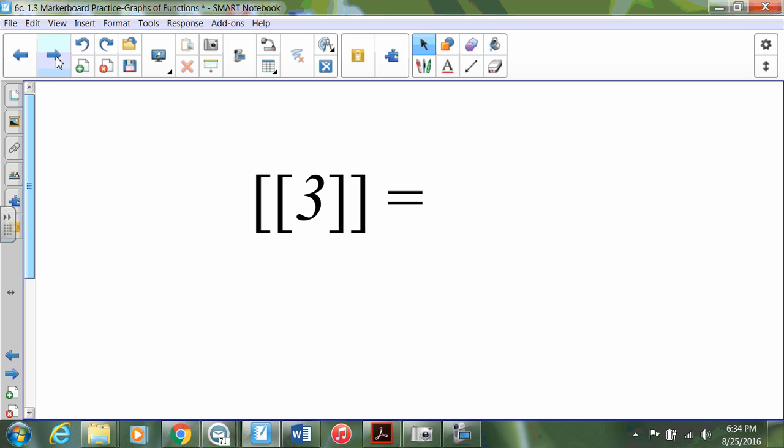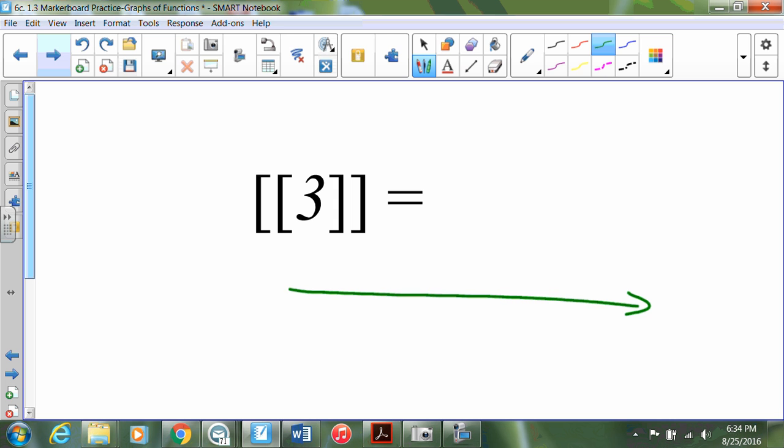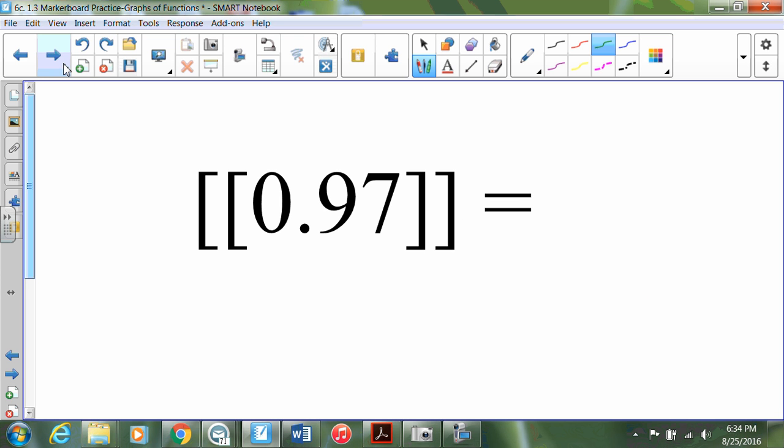Okay, now this is our greatest integer function. We call it a step function. And so basically it's saying, all right, let's push the words aside and put the 3 on there. What is the integer that is less than or equal to what's in here? A 3. Well, it's just a 3. Okay, that wasn't as fun as when our number is like 0.97.